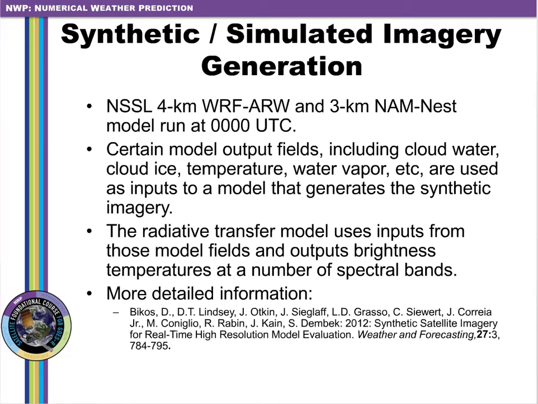Throughout this module, we'll be looking at the synthetic imagery from two different models, the WRF-ARW model and the NAM-NEST, with output from the 0Z run. Certain model output fields, including cloud water, cloud ice, temperature, water vapor, and so forth, are used as inputs to a model that generates the synthetic imagery. The radiative transfer model uses inputs from those model fields and outputs brightness temperatures at a number of spectral bands. For more detailed information, refer to this article.